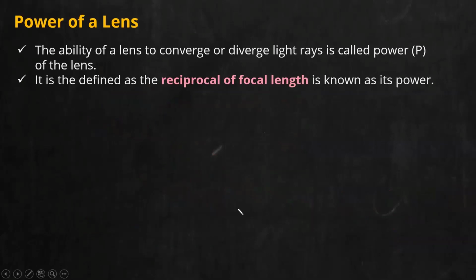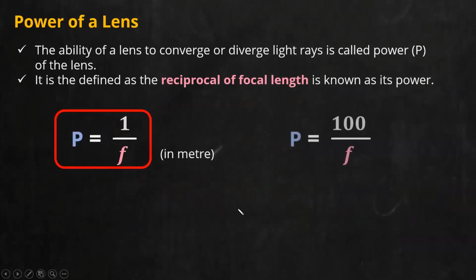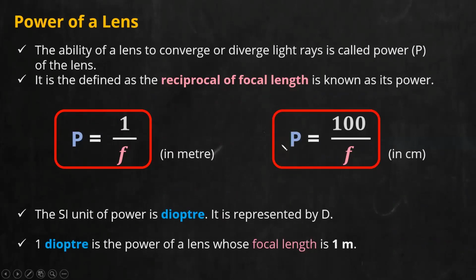So last time we discussed power of a lens. It is known as the reciprocal of focal length. If you take it in meters, it is 1 by f. If you take it in centimeters, it is 100 divided by f. Now what was the SI unit of power? It is the diopter, represented by capital letter D. What is the definition? It is the power of a lens whose focal length is 1 meter. So the power of a lens whose focal length is 1 meter is known as one diopter.